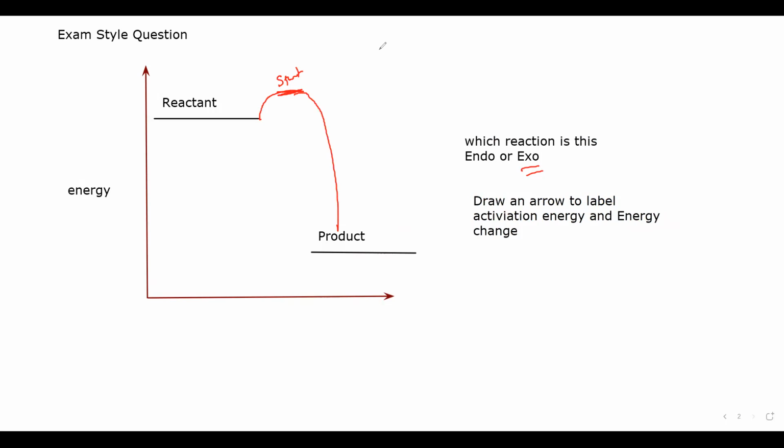So when we want to label, the activation energy is from the reactant to the start of the reaction. So this label is activation energy. And what about energy change?